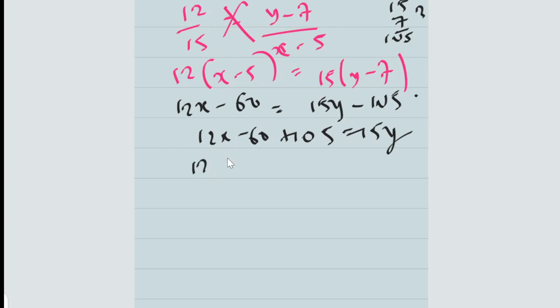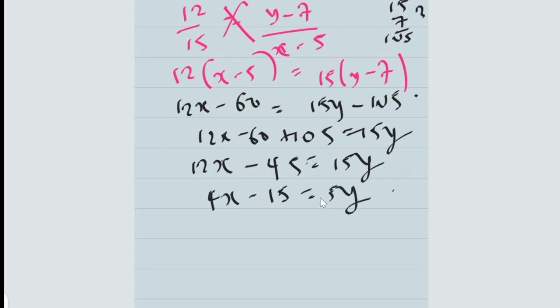So 12x will now be what? If you subtract this, this will give me minus 45 is equal to 15y. So I think, what do we have in common? Do we have anything in common? I think 3 is common. If you divide through by 3, this will be 4x minus 15 is equal to 5y. So then if you divide both sides by 5, since we are interested in having the equation in this form, y is equal to mx plus c. So then we can write this as 5y is equal to 4x minus 15.